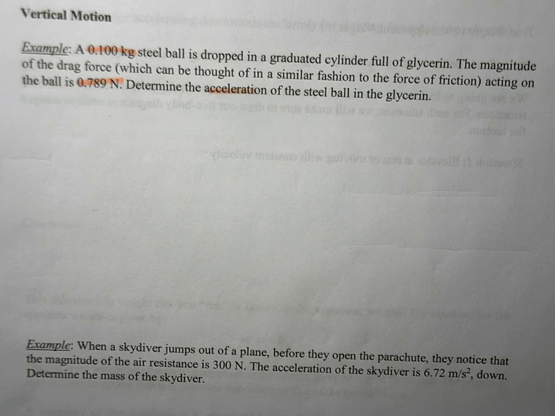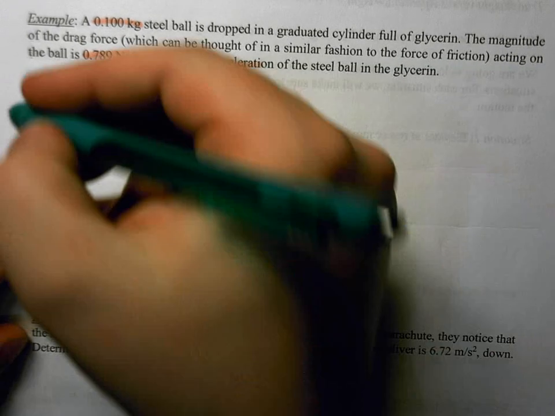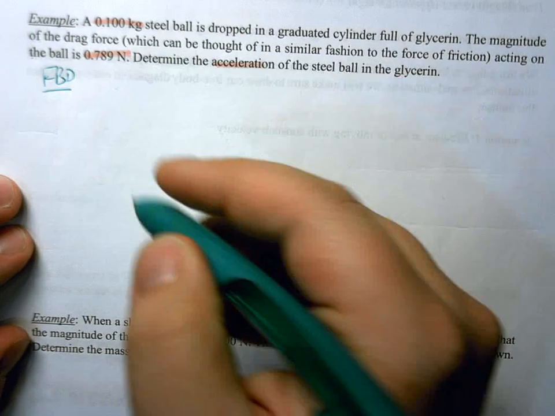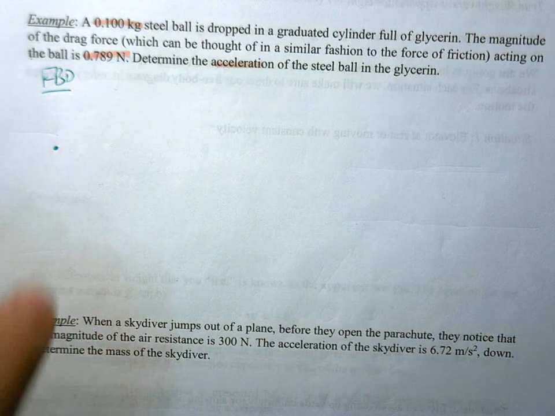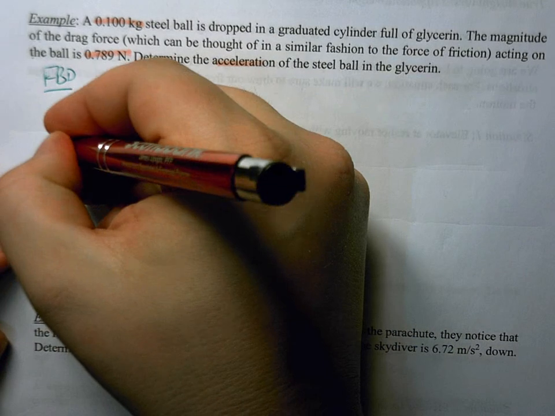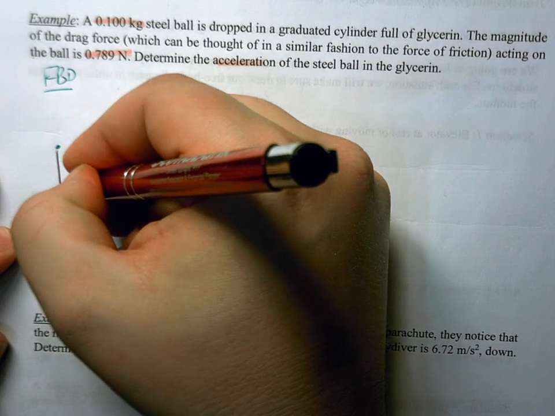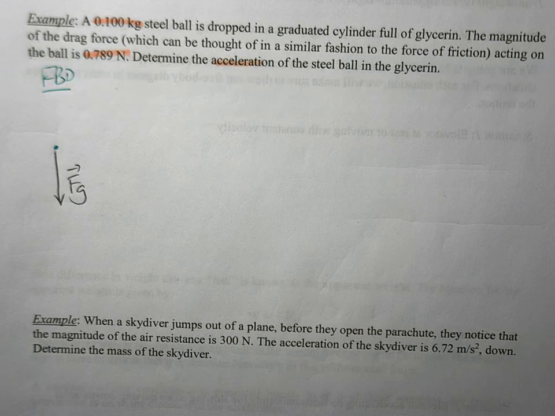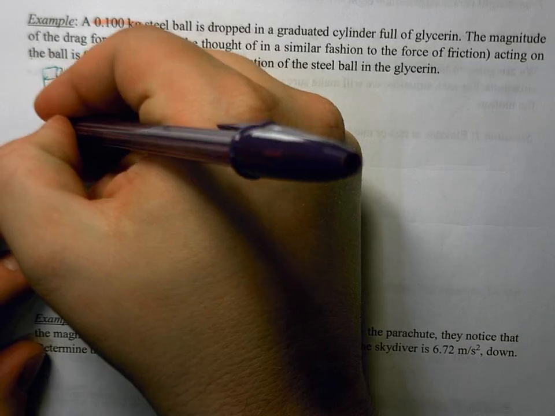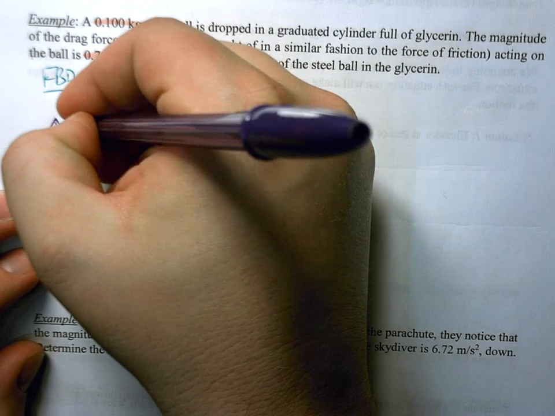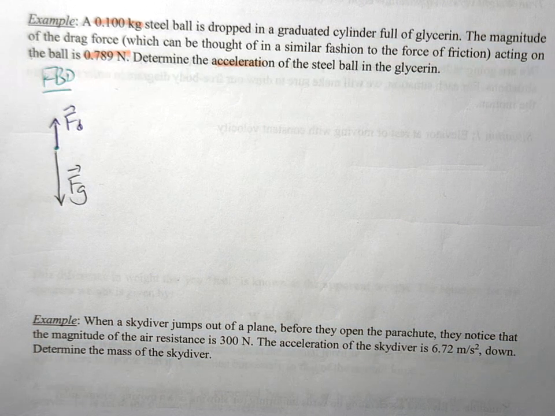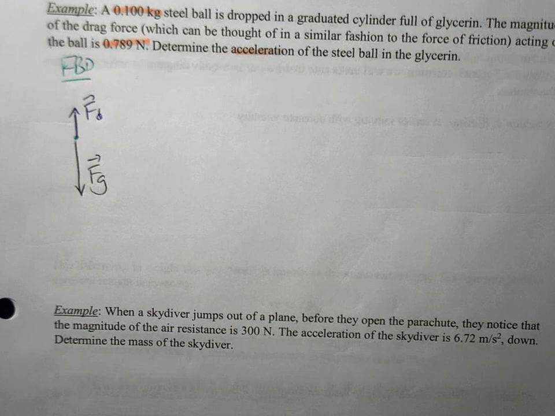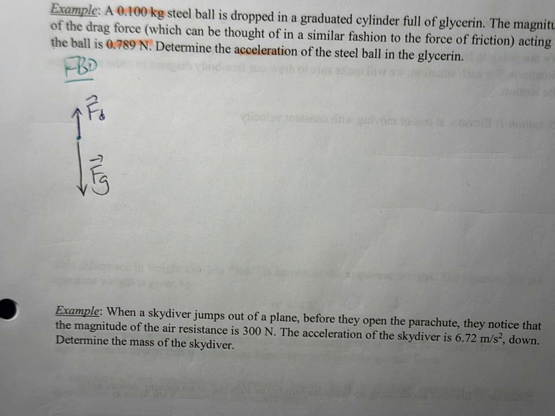Like anything in dynamics, we always want to start with a free body diagram of what's going on. Well, we have our ball in the glycerin. The first thing is, this thing is going to experience a force of gravity, because the force of gravity is going to pull that ball down through the glycerin. What we've been told, though, is that there is a drag force of some kind. The drag force is always going to act to oppose that motion, so the drag force is going to go up. So we have our two forces: Fd going up and Fg going down.